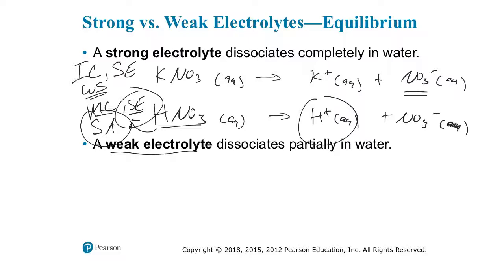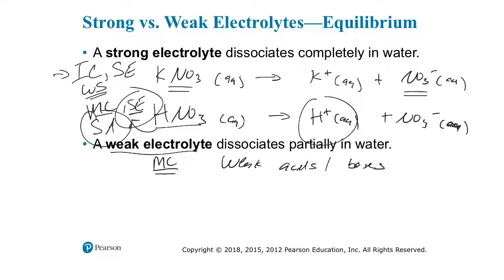So if it's an ionic compound, it's either behaving just like KNO3, fully dissociating, and it's a strong electrolyte, or it's insoluble. The only examples of a weak electrolyte are going to come from the molecular compounds. These are going to be our weak acids and bases.